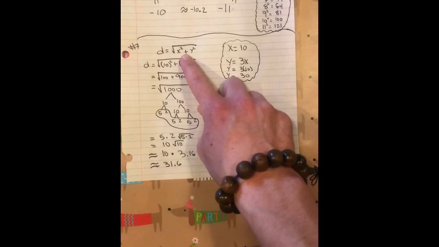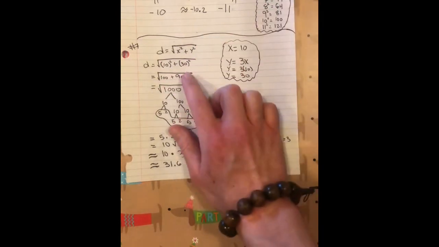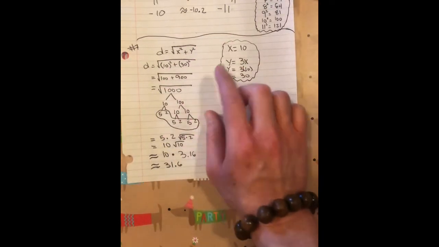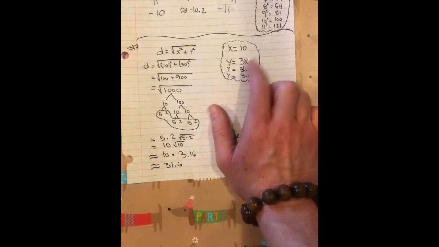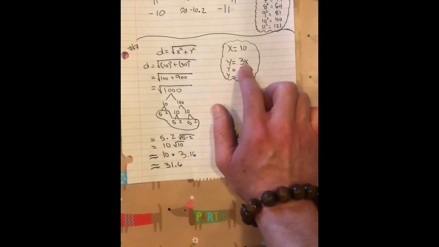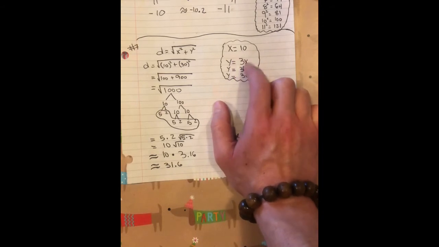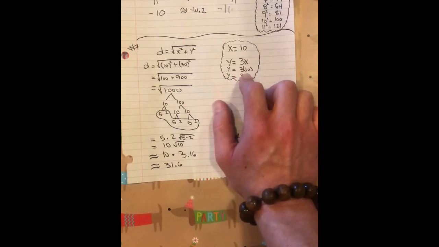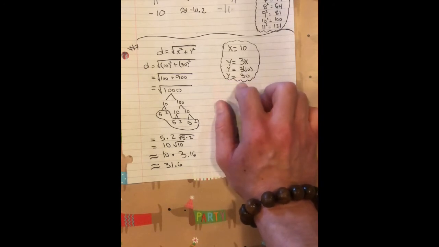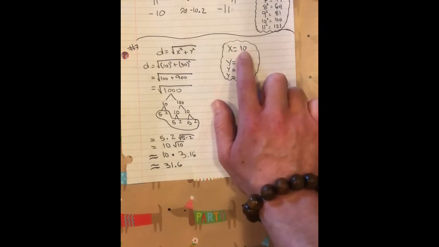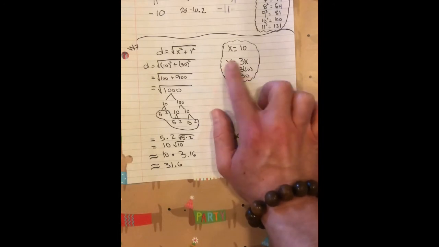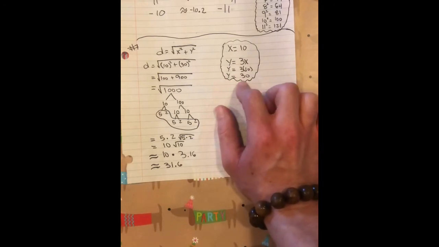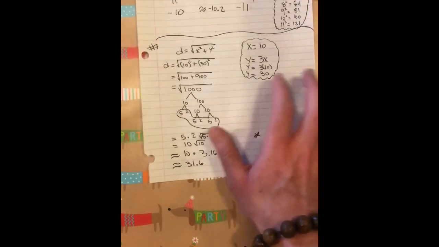Underneath the example problem it says reminder, y is 3 times the length of x, or y is 3x. So what is x? 10. Plug that in. y equals 3 times 10. y is 30. So I already know what x is. They gave it to me. And they subtly gave me y is 30 as well. So all we need to do is plug it in and solve.